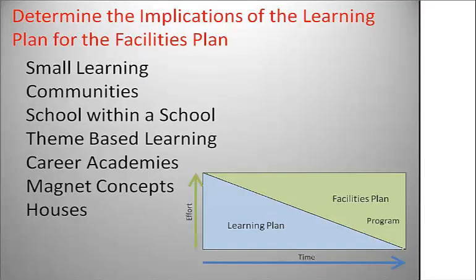So the learning plan is finished, and you've developed a team to look at it, and your first task is to figure out what are the implications of the learning plan for the facilities plan. Are you going to have small learning communities? Are you going to have schools within a school? Are you going to have departments? Are you going to have houses? There's a lot of big organizational pictures and a lot of details that are necessary in order to understand what you want to do.